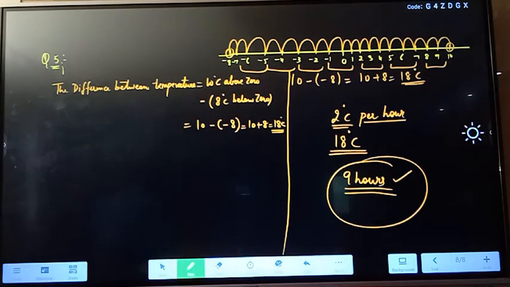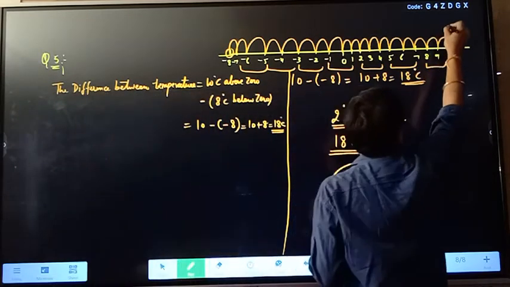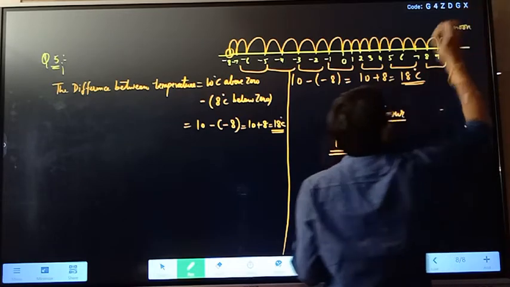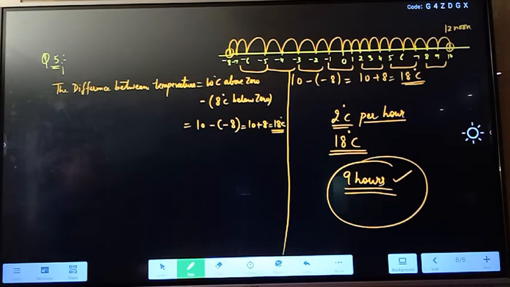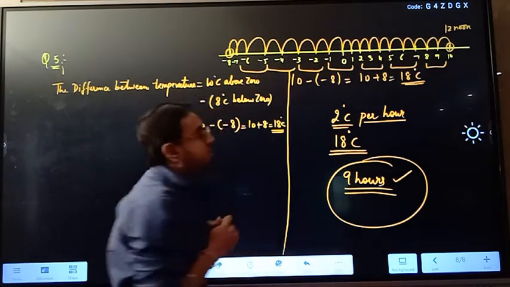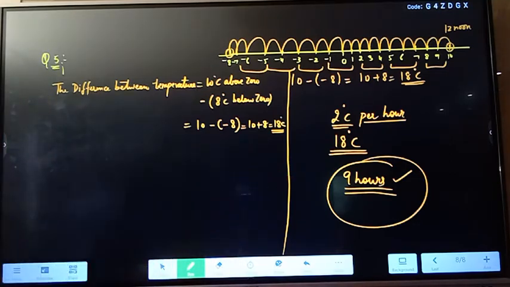But what is given? At 12 noon was the temperature 10 degrees Celsius. So the question is, at what time would the temperature be 8 degrees Celsius below 0? We have to consider that. That's very, very important. Clear with this? That's the first question. And then the next question is, what would be the temperature at midnight? Midnight means 12 o'clock. Simple equation I'll be giving you.